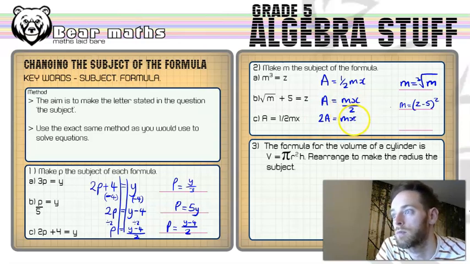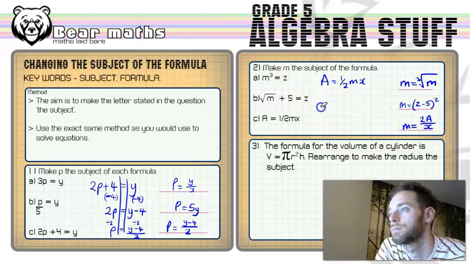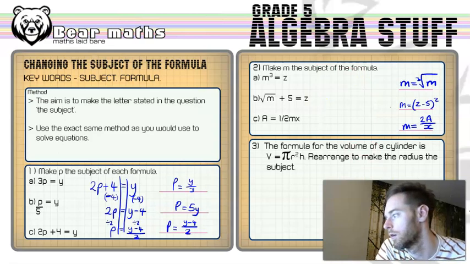We could get x as the subject, but we want m, so we're going to go and divide by x. So it's going to be 2a divided by x is equal to m. And then we write it as m equals 2a over x. And that's it. So it's not too taxing, as you can tell. I am not sweating.